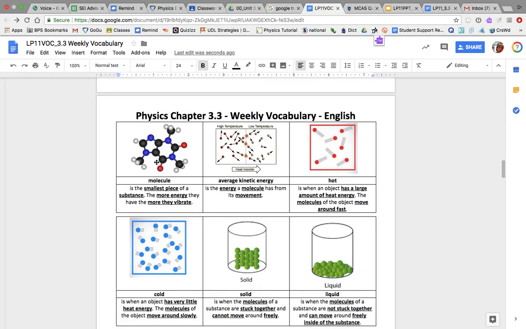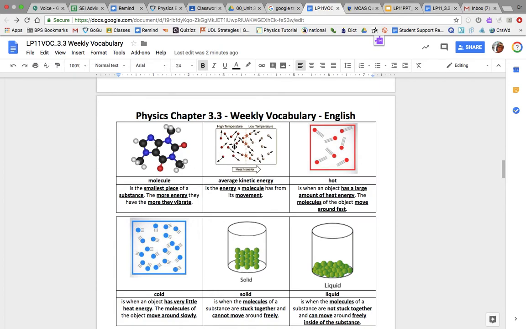The first vocabulary word is molecule. This is a molecule. It is the smallest piece of a substance. And the more energy a molecule has, the faster it can move or vibrate. The less energy, the slower it will move. And I want you to say molecule. So go ahead and say molecule to yourself. You can say it quietly, you can say it loud.